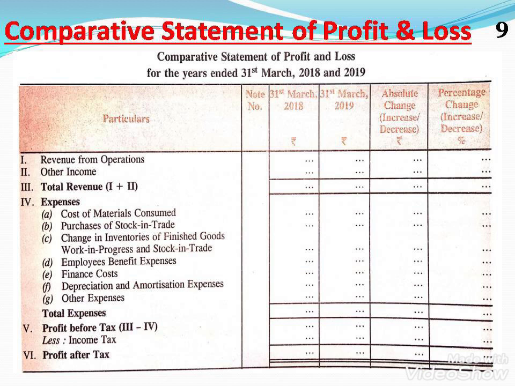Similarly, for other items we have to mention values for both the years, that is for the previous year as well as for the current year, and we have to find a difference that will be shown in the column change in absolute figures, and those will be converted into percentage. For all the 7 items of the comparative statement of profit and loss, we have to show the absolute change and convert them into percentage.